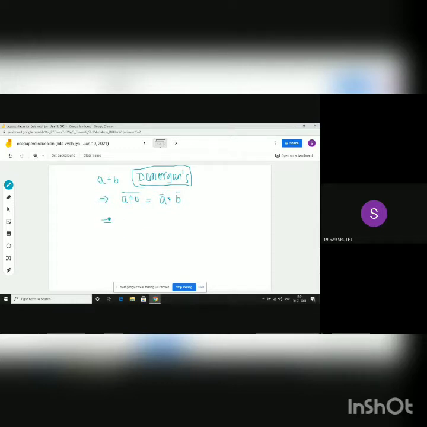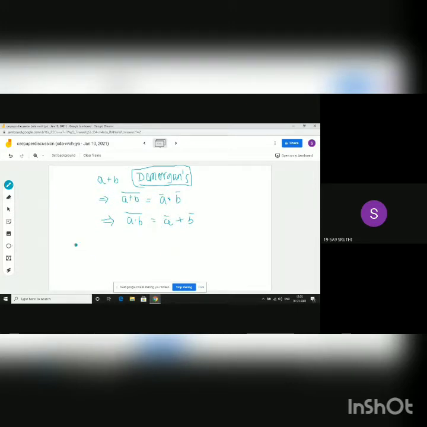Now, similarly, we have one more law. A into b, the whole complement becomes a complement plus b complement. So an easy way to remember: if there is plus here, it becomes a dot operator here. If there is a dot operator here, then it becomes a plus operator here, with the complement of both variables. So this is De Morgan's law for two variables.